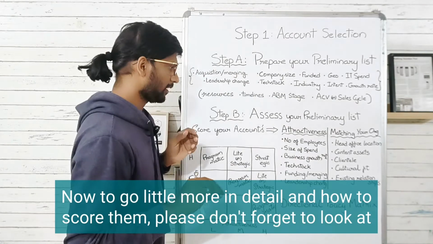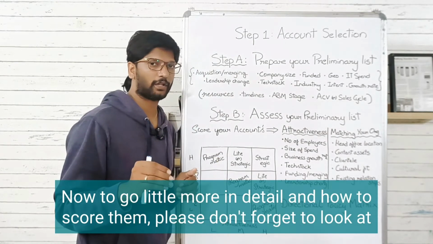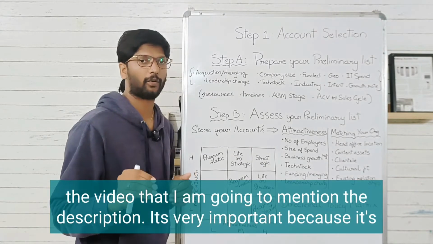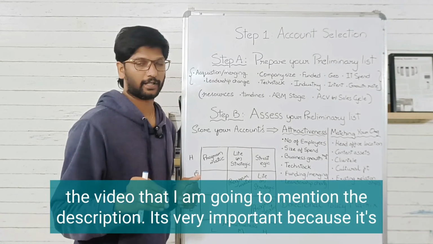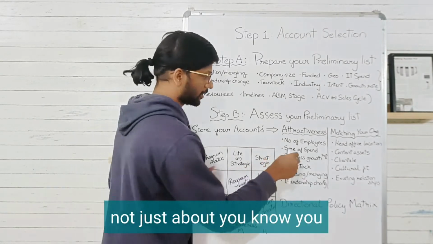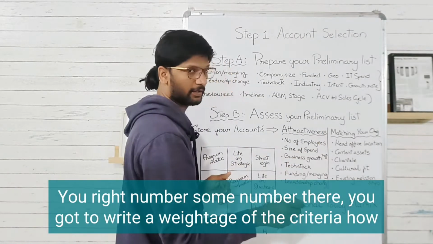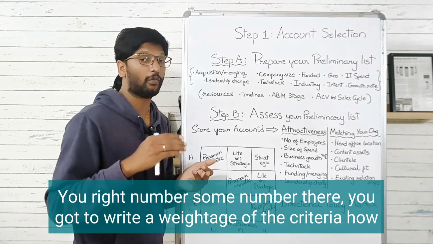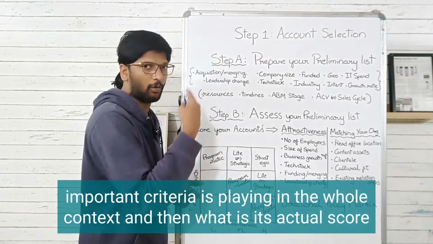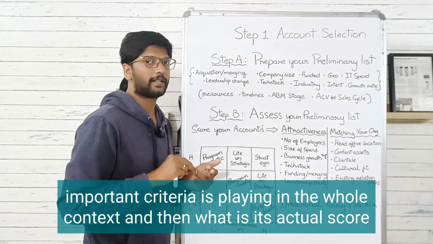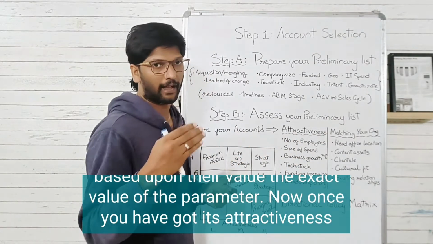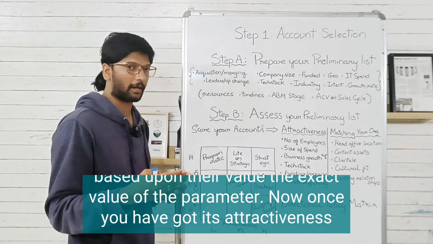Now, to go into a little more detail on how to score them, please don't forget to look at the video that I'm going to mention in the description. It's very important, because it's not just about writing some number there. You have to assign a weightage to each criterion, how important that criterion is in the whole context, and then its actual score based upon the exact value of that parameter.